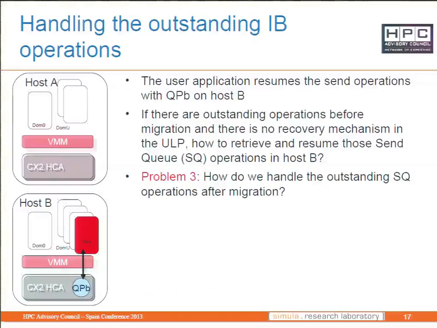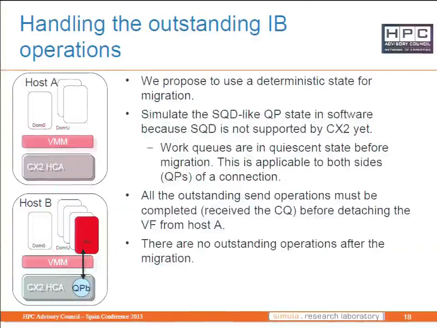So the problem is, how do we handle the outstanding operations that are in the send queue after we migrated the virtual machine? So we propose the deterministic state for migration. We simulate the send queue drain-like QP state in software here, because the SQD state is not supported by the ConnectX-2 adapters yet. And this is a bit old, because this is maybe 1.5 years old work. I don't know if something has changed now.